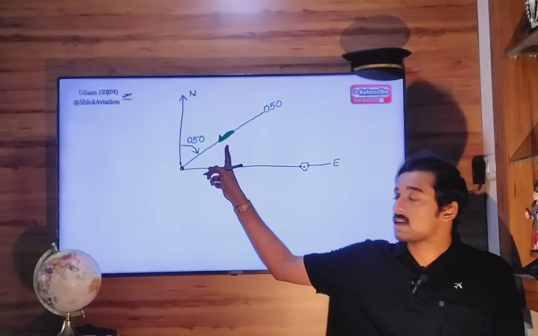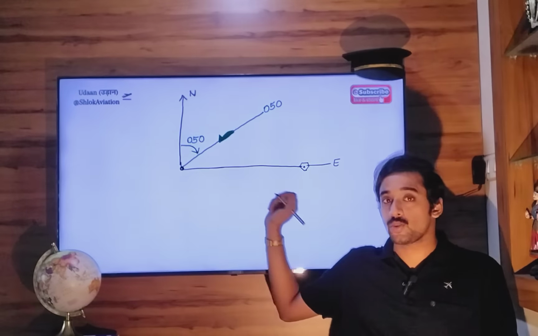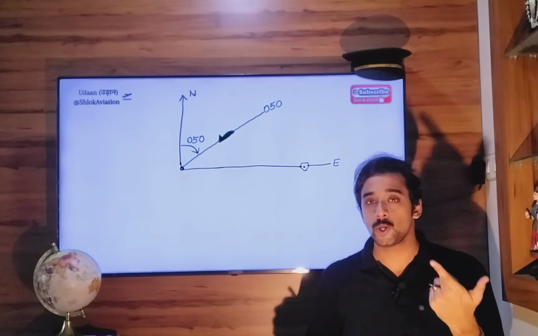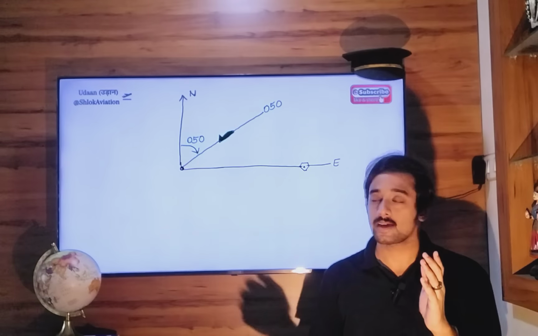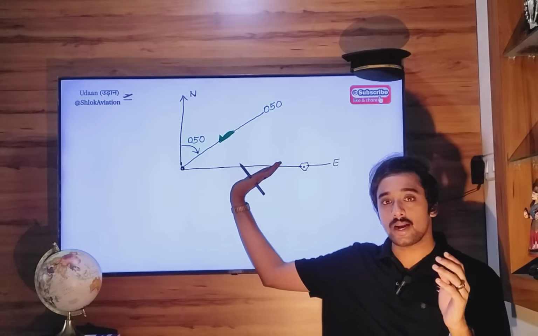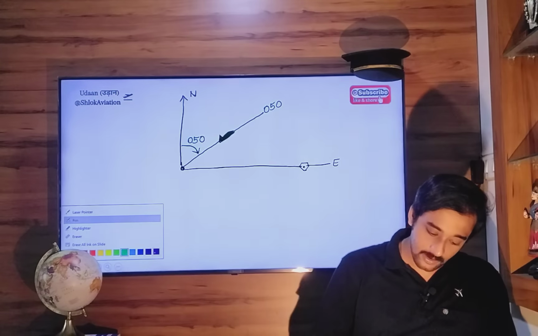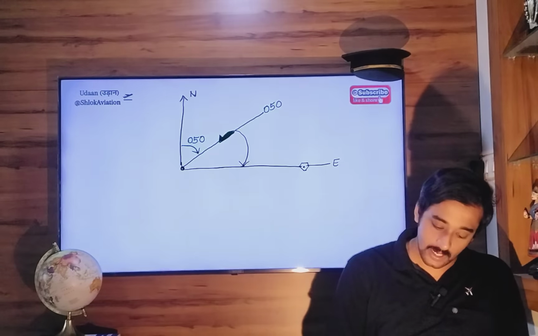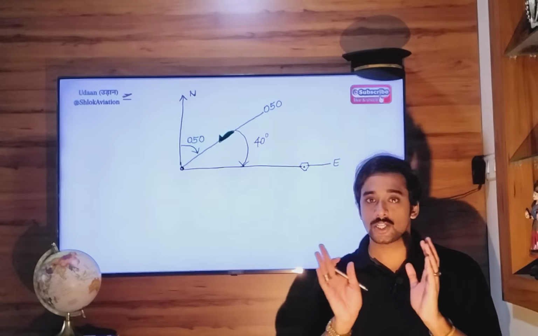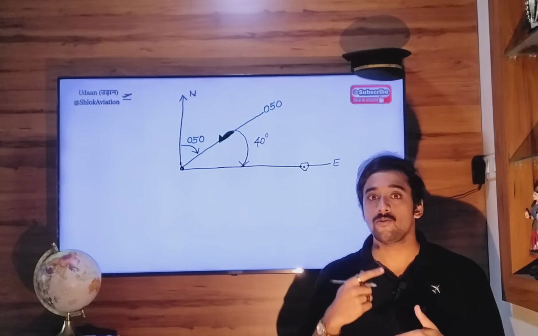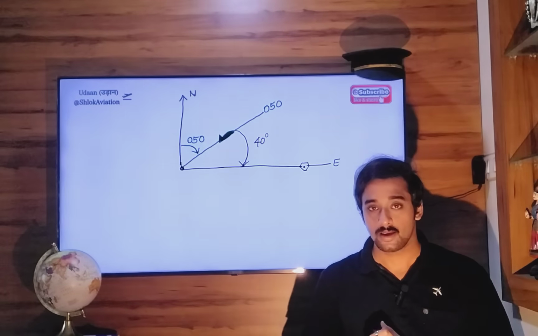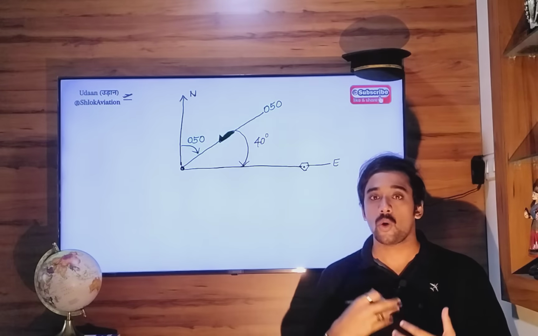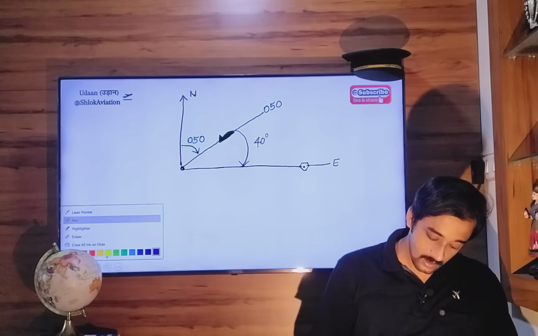Then what is the relative bearing between your aircraft and this VOR station? Relative bearing means the angular difference relative to your aircraft. So you start measuring that angle from your aircraft heading to the VOR station. That angular difference is 90 minus 50, which is 40 degrees. That means your aircraft and VOR station are separated by 40 degrees. If you want to go to this VOR station instead of flying a heading of 050, what bearing will you fly?